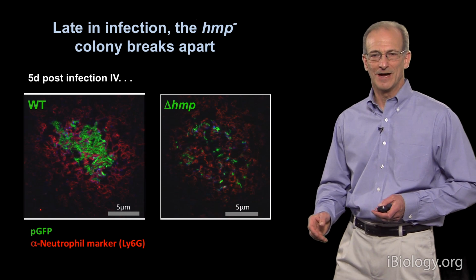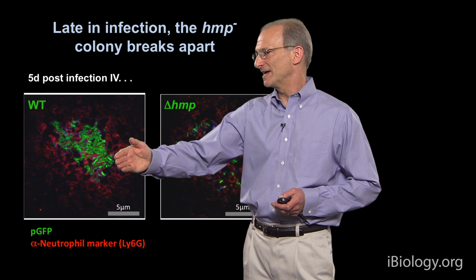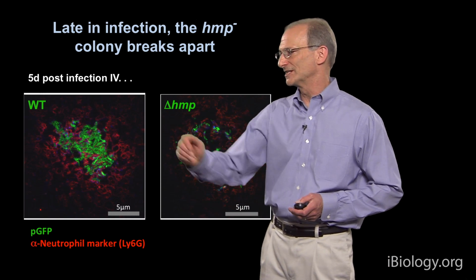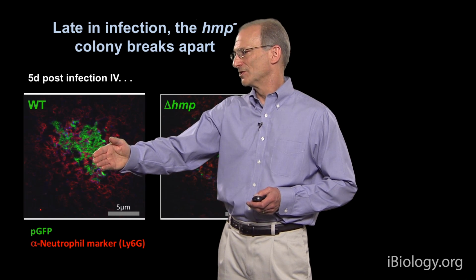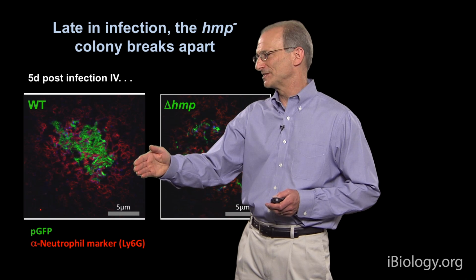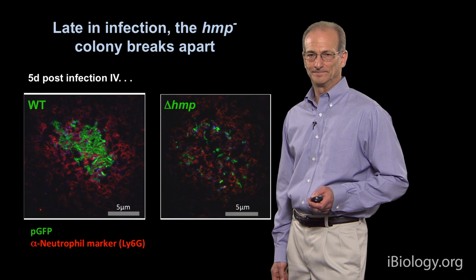What we find interesting about this is that the ability to establish this colony and maintain the colony is dependent on only a subset of bacteria expressing this gene, because these bacteria in the center aren't expressing it. So if the bugs on the outside are unable to express this particular protein, then the whole colony breaks apart.